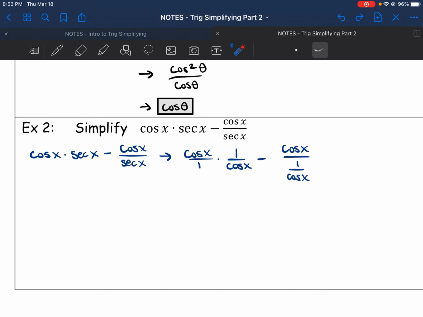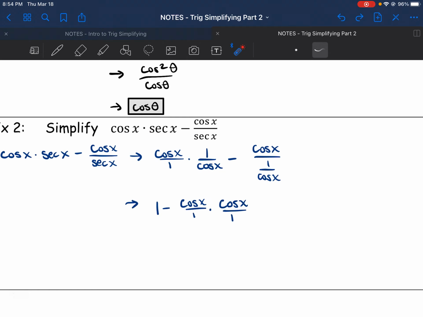Now notice that in this piece right here, this cosine x times 1 over cosine x, well, cosine x and cosine x will cancel to give us 1. So this whole thing is really just going to be a 1. And then with this piece, the cosine x over 1 over cosine x, I'm going to go ahead and do keep, change, flip.